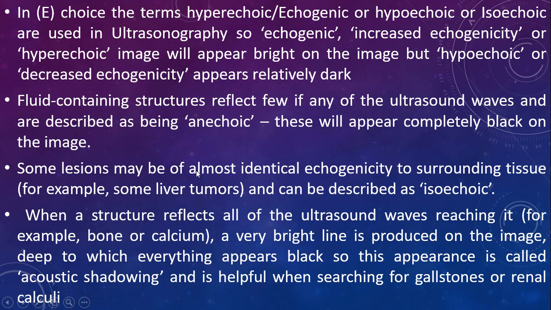Some lesions may be of almost identical echogenicity to surrounding tissue, for example, some liver tumors, and they can be described as isoechoic. When a structure reflects all of the ultrasound waves reaching it, for example, bone or calcium, a very bright line is produced on the image, below which everything appears black. This appearance is called acoustic shadowing and is helpful when searching for gallstones or renal calculi.